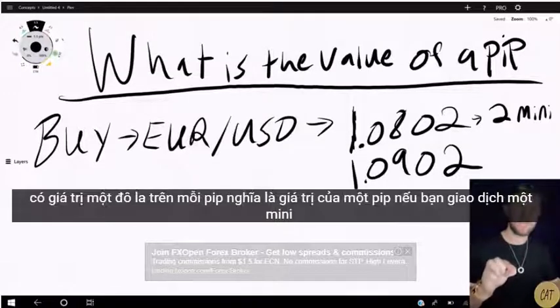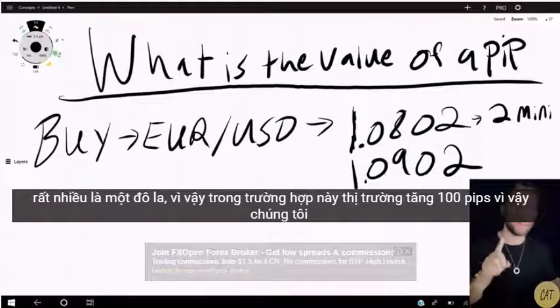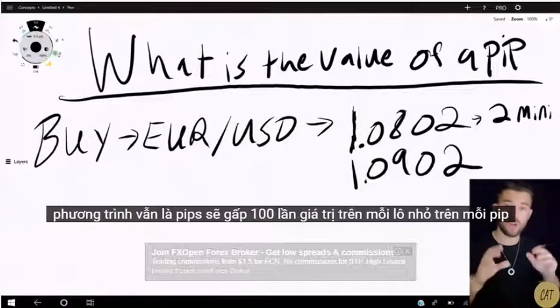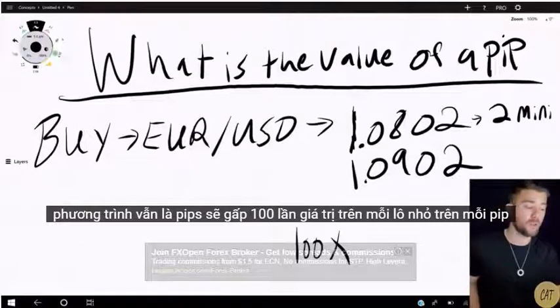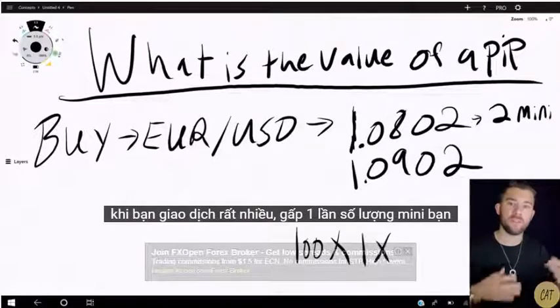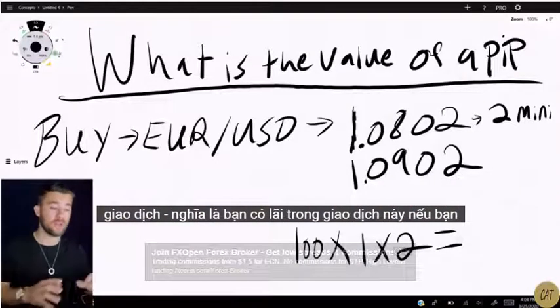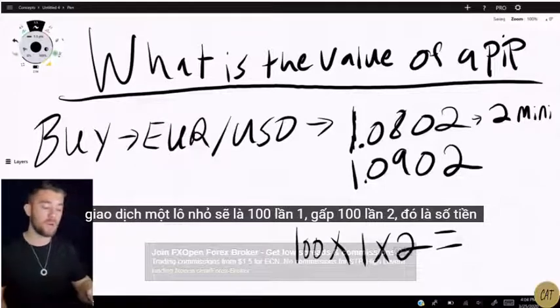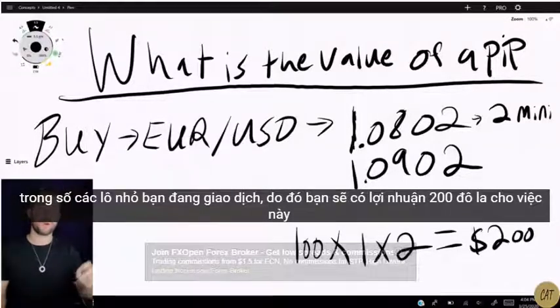A mini is worth $1 per pip, meaning the value of a pip, if you're trading a mini lot, is $1. So in this case, the market goes up by 100 pips. Our equation would still be pips, 100, times the value per pip when you're trading a mini lot, which is $1, times the amount of mini lots you're trading, which is 2. Your profit on this trade would be 100 times 1, which is 100, times 2, which is the amount of mini lots you're trading. So you would have a profit of $200 on this particular trade.